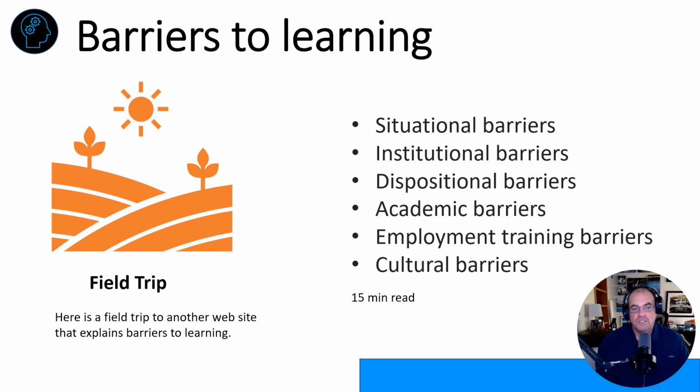So those are just some quick ideas. We're going to send you on a field trip to a website. It goes through the situational, institutional, dispositional, academic, employment training, and cultural barriers. We didn't talk much about the employment training barriers, but that's the idea that if you want an employee to go get trained, you have to look at whether they have the education, the prereqs to get into the course you'd want them to train on. If you're making the training, you have to understand that the business is your business and they're your employees, so you have to make sure they find the engagement, like what's in it for them.